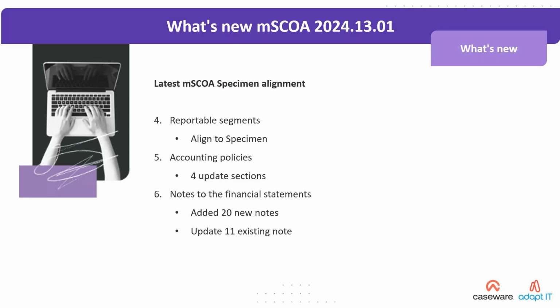The next part was the reportable segments, which we aligned to the specimen. And then as far as accounting policies are concerned, we updated 4 sections. And then lastly, on the notes to the financial statements, we added 20 new notes and we updated 11 existing notes.